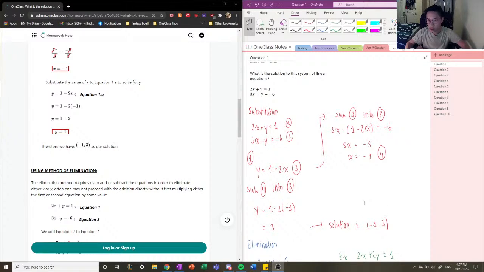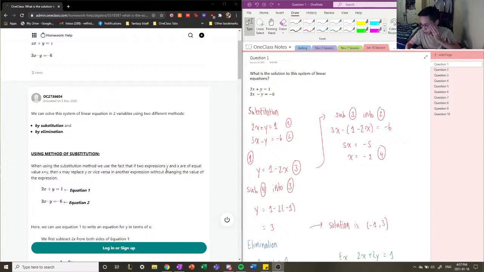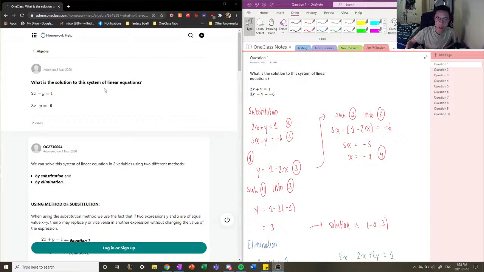Okay, so I think my mic was functioning for the whole question. So I'll quickly run through the question again. The question reads, what is the solution to the system of linear equations? And the linear equations here are 2x plus y equals 1 and 3x minus y equals negative 6.